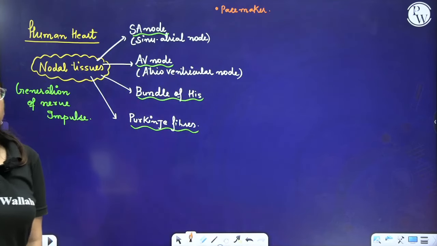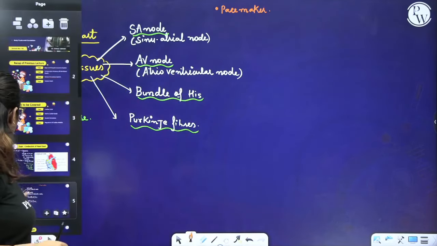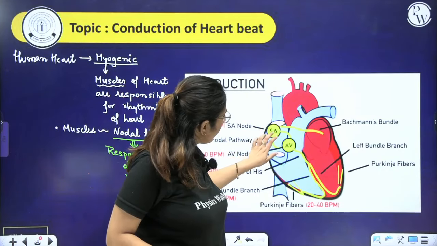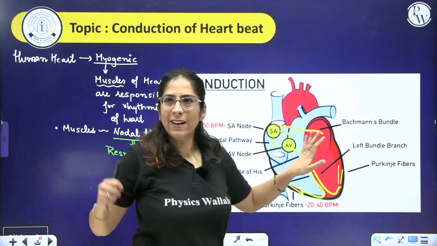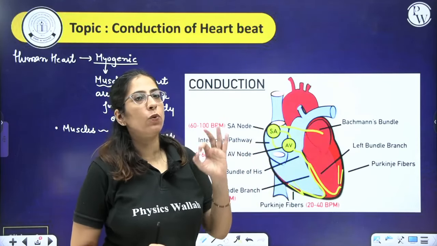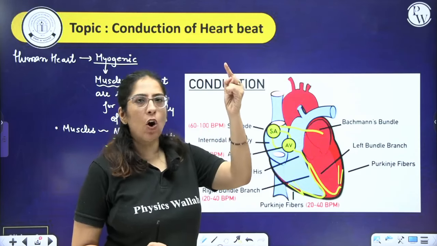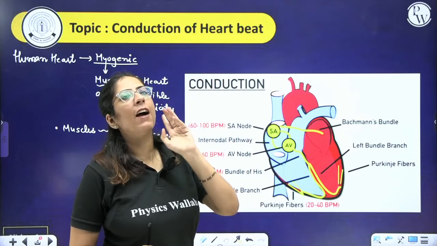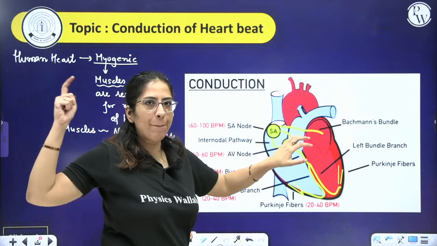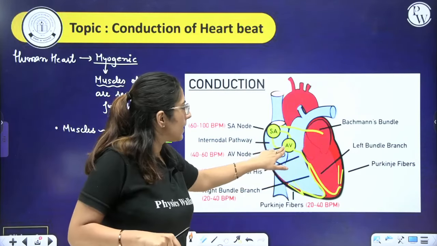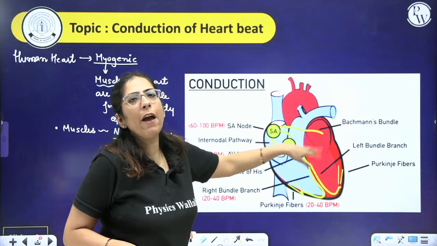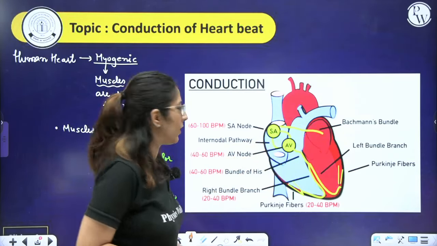Now you know where these are present? Let's have a look. Guys, see, this is atria. On the right corner we are having the SA node. Right upper corner of atria we are having SA node. Guys, can you see? This is atria, this is a right upper corner. Next we are having the AV node, which is present on the lower left corner of the atria.